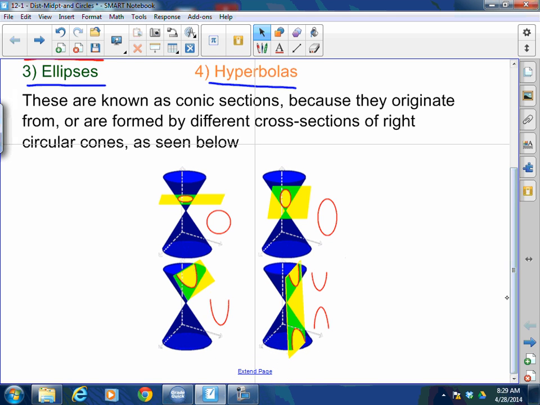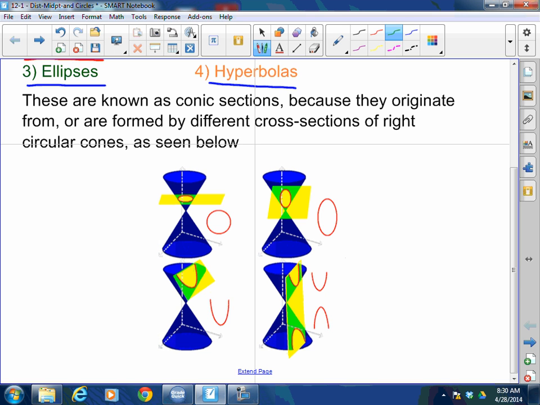These are known as conic sections, just so you understand, because they originate from or are formed by different cross sections of right circular cones. A cross section is when you get a flat surface or plane and you literally cut something in half, kind of like when the magicians stick a board through a box and someone's body is supposed to be in that box. That's a cross section. So these yellow planes are the cross sections.